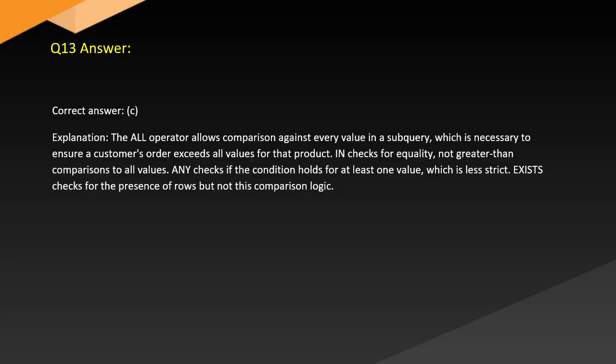Answer. Correct answer, C. Explanation. The all operator allows comparison against every value in a subquery, which is necessary to ensure a customer's order exceeds all values for that product. In checks for equality, not greater than comparisons to all values. Any checks if the condition holds for at least one value, which is less strict. Exists checks for the presence of rows, but not this comparison logic.